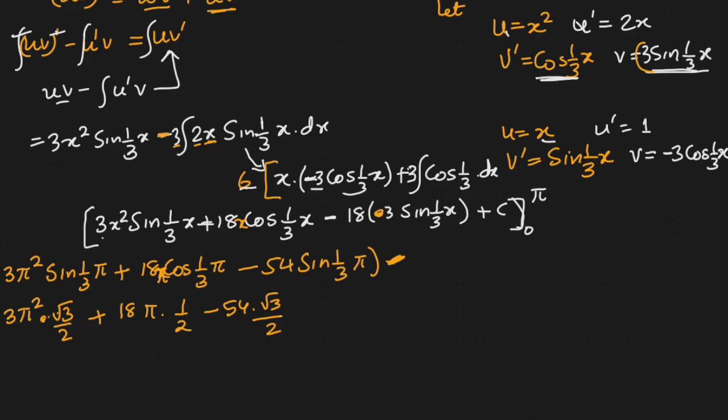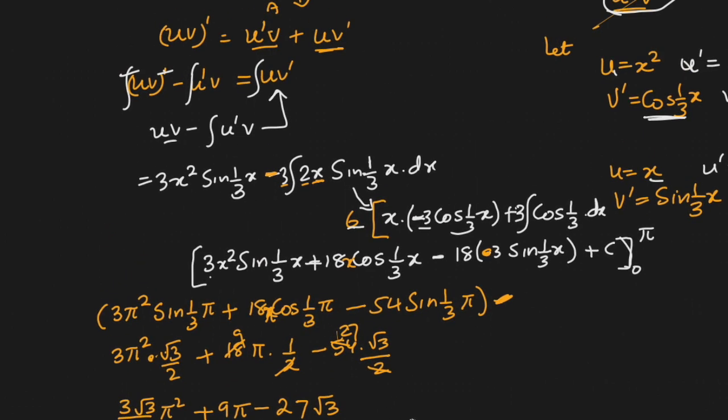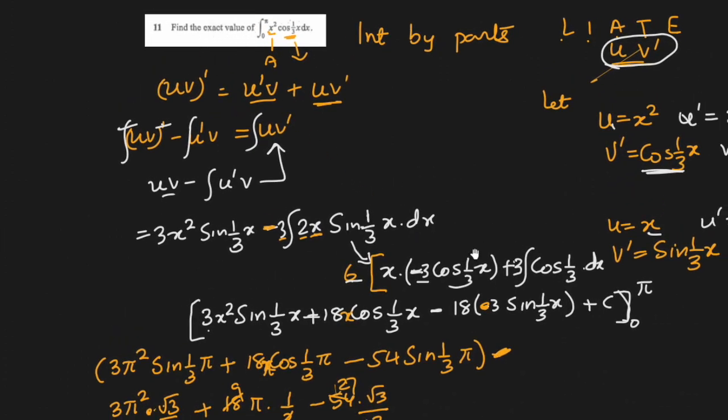Alright, now final answer. Nothing is cancelling. So 3 square root 3 over 2 pi square, this is cancelling, plus 9 pi minus cancelling 27 square root 3. This is the value, exact value of that definite integral. I hope they have asked us the exact value also. See, this is the exact value they asked.